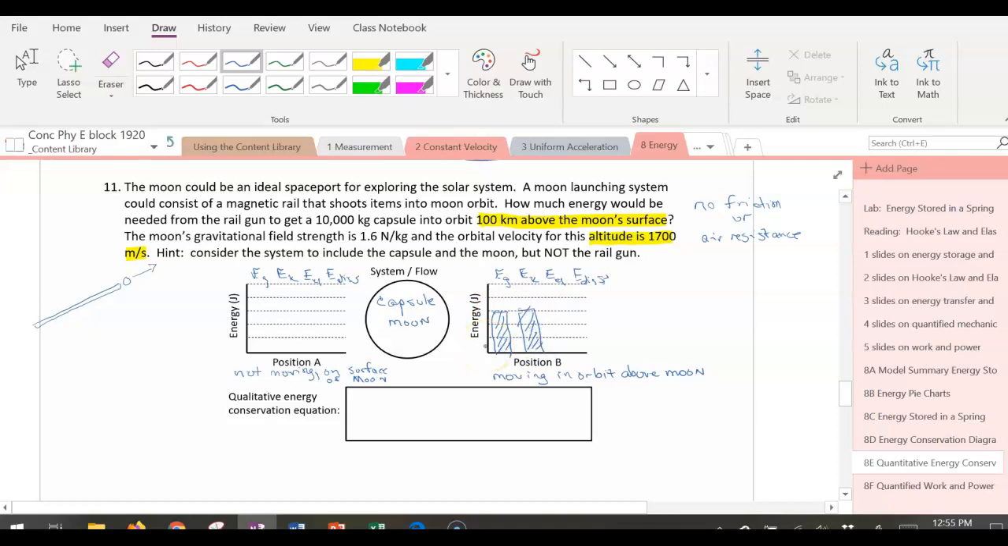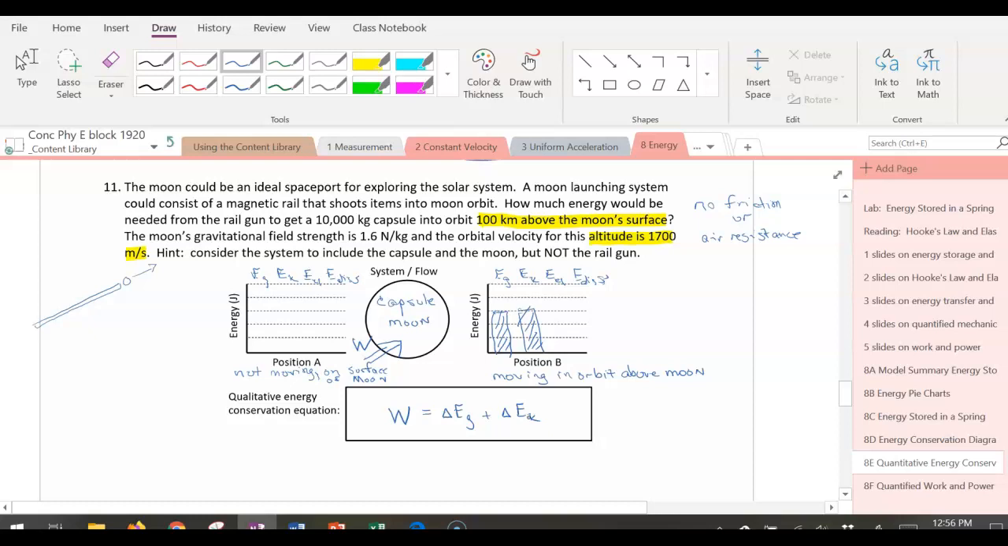Where did that energy come from? Because that's more energy in this capsule moon system than we had at the beginning. Some energy must have been transferred in. And it's being transferred in because that magnetic rail has applied a force that has made the capsule move. That was work. The process of work was done that transferred energy into our system. And that work equals the change in the gravitational energy plus the change in the kinetic energy of the capsule.